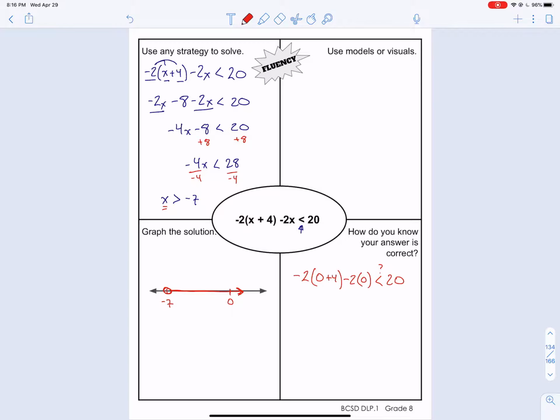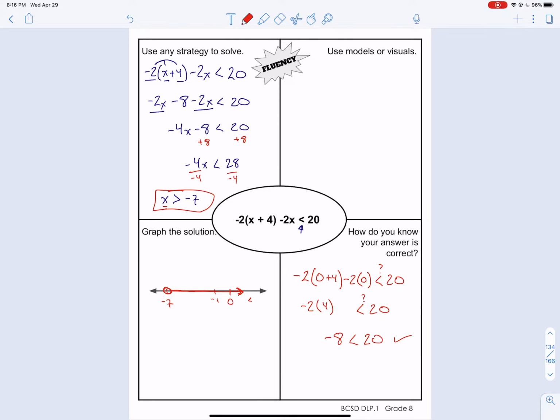Okay, so just using order of operations. -2 times 0 plus 4 is 4. And then -2 times 0, that's just 0, so that goes away. So when I multiply the left side, I get -8. And that is definitely less than 20. So that checks out. That works. You could try it again with any of these numbers. You could try with a +2 because that's on the right side. We could try -1. Any of those numbers you can try and it should work. Okay, so we did it right. We got the right answer. So now we can put a box around it and then our graph is done.